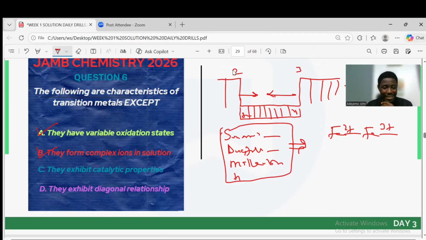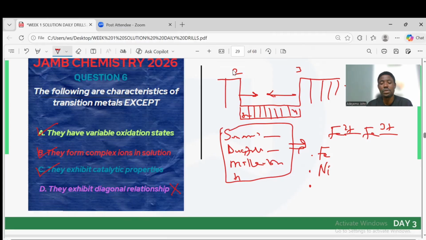They exhibit catalytic properties. That is also true. This is not true. The D is the answer. All right, so I want to talk about the catalytic properties. If you look at the Haber process, what's the catalyst used? It's finely divided iron catalyst. Hydrogenation of oil to produce margarine uses a nickel catalyst.